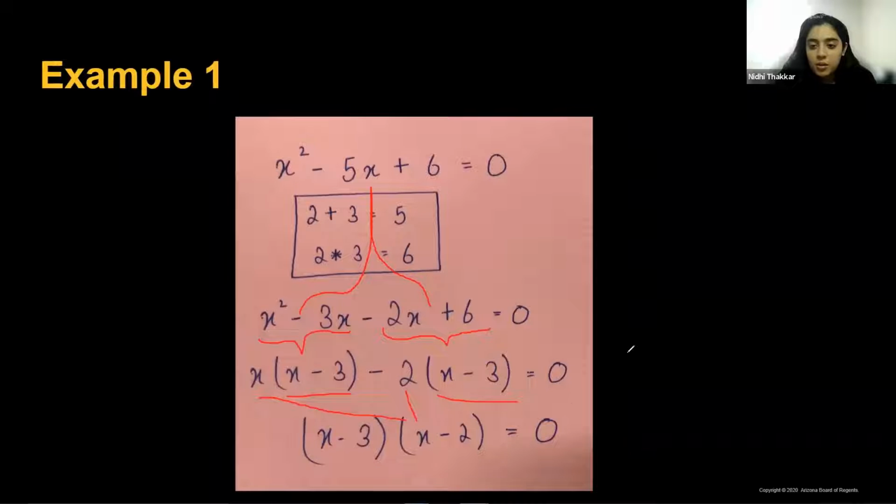So what would be the zeros of this? The zeros would be x equals 3 and 2. This would be the solution for the equation right here. We can see that x equals 3 and x equals 2 would give you a value of 0. So this is the first example. We can go over the second one.